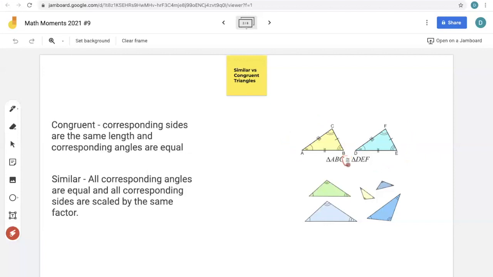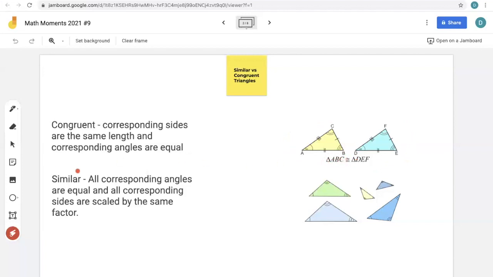And just in case you're curious about the symbols down here, this symbol with the equal sign and the tilde over it means congruent. And then obviously the triangle symbol in front of it. And then you label triangles by the 3 angles, A, B, C, D, E, F.